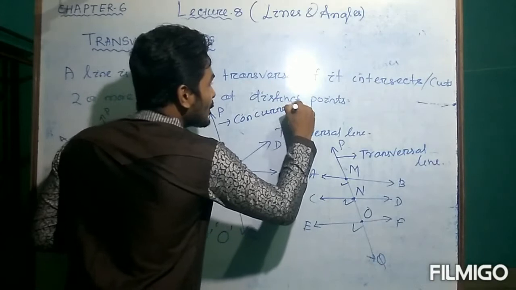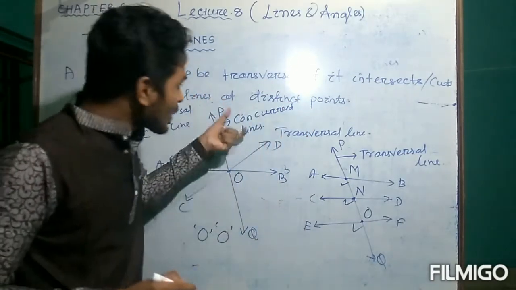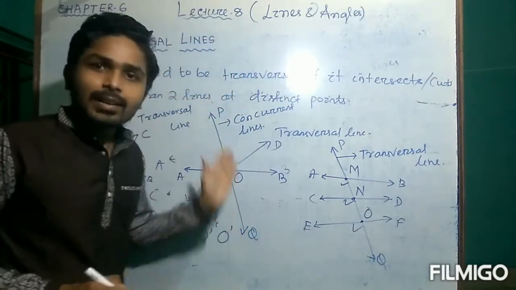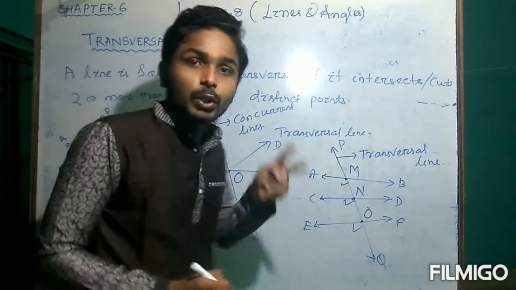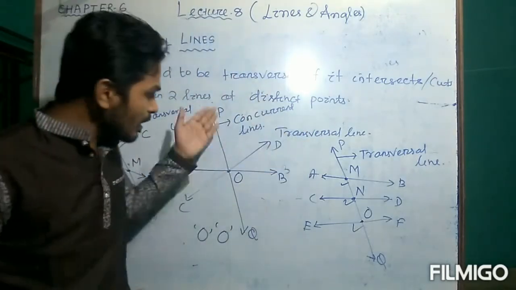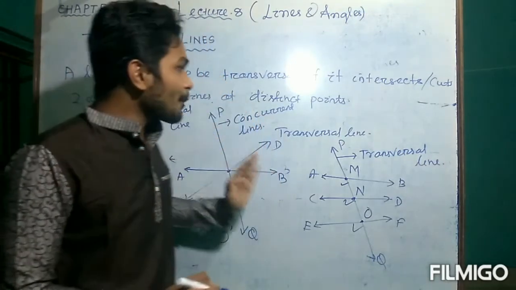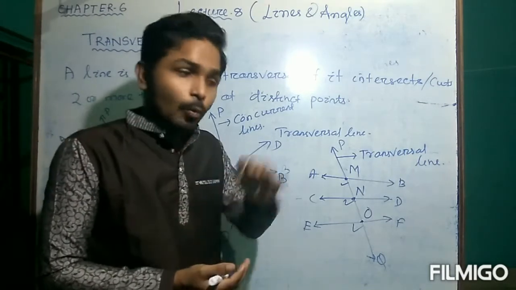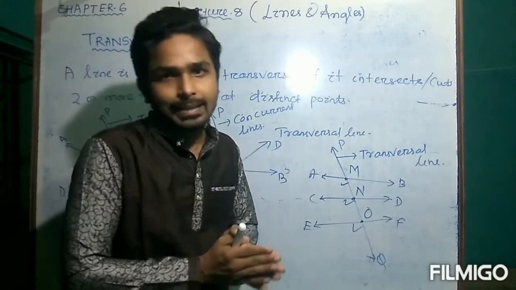I have told you the definition of concurrent lines. Or you can say these are known as intersecting lines. Okay. This is not a transversal line as it does not cut or intersect the two lines at distinct points. It cuts the lines at only one common point. Okay, so this is the basic definition of transversal line. Now you can easily find what is the transversal line and what is the concurrent line or intersecting lines.